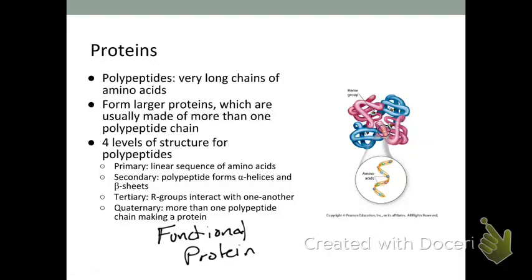It's an A. So the ones we made weren't functional? Correct. The ones you made would not have been functional yet because there was just one polypeptide chain. Usually you have more than one interacting.